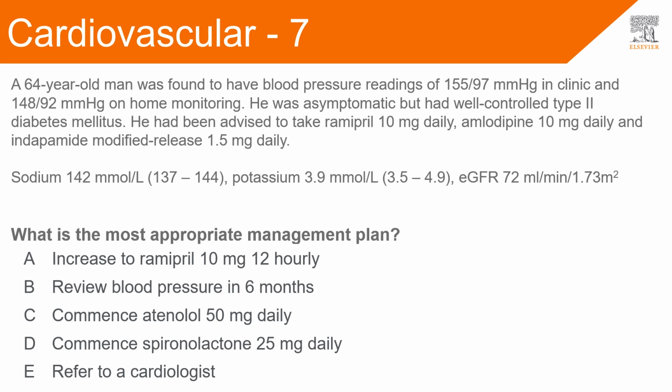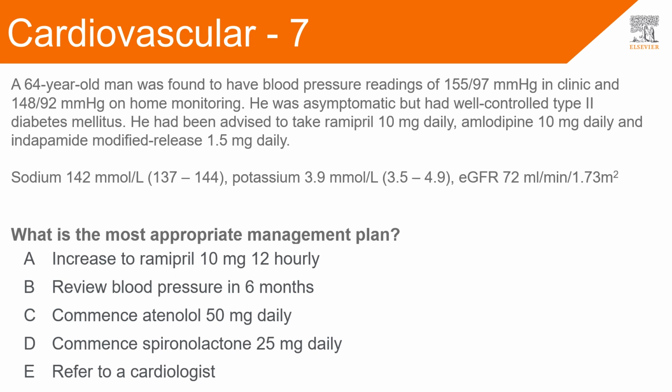So what about this now? We've got a 64-year-old man who is found to have a blood pressure reading of 155/97 in clinic and 148/92 on home monitoring. He was asymptomatic, but he had well-controlled type 2 diabetes. He's on current medications of ramipril, amlodipine, and indapamide 1.5. We see the blood test measurements: sodium 142, potassium 3.9, eGFR 72. How are you going to manage this patient?